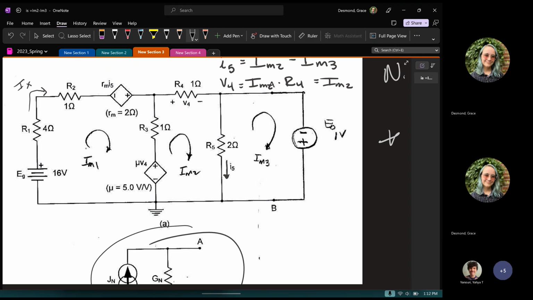So you can see that if you have components in series, the current is always going to be the same for all of those elements, right? And the opposite goes for voltages, right?